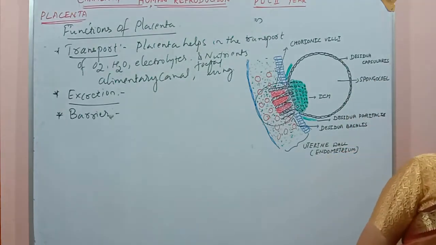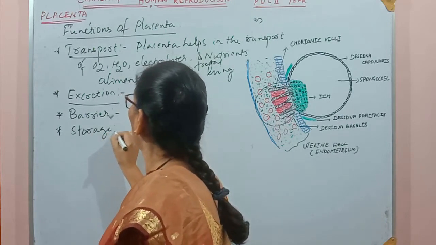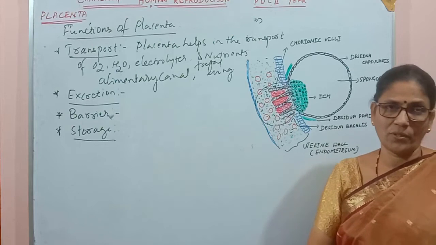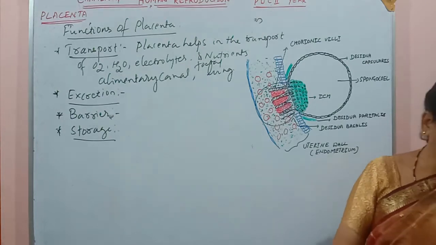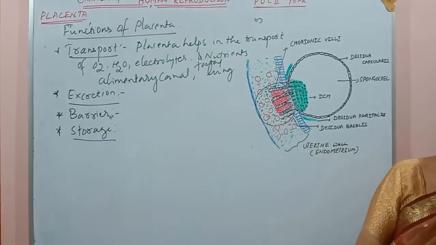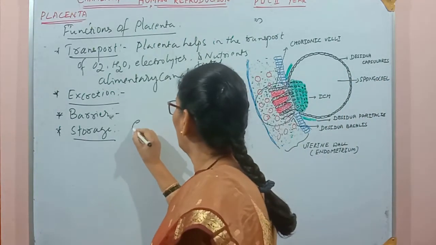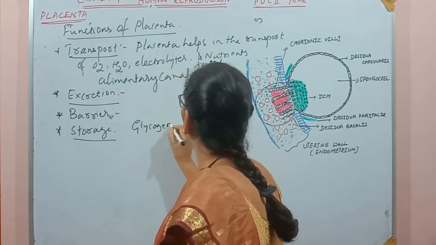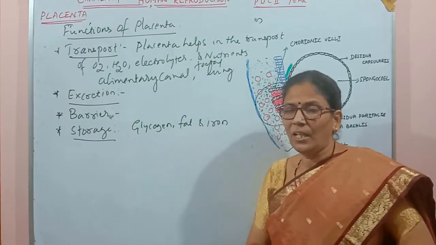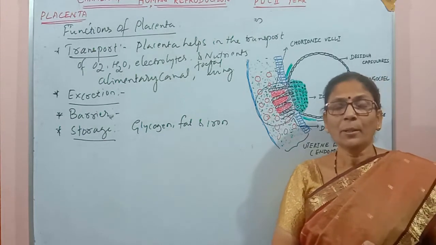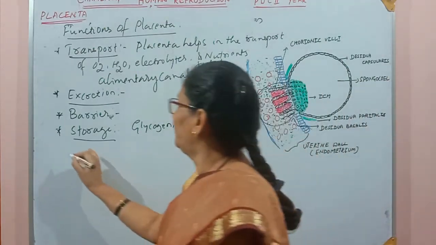Next, the storage. Placenta stores glycogen, fat, iron, etc. for the fetus, and these can be used before the liver is fully developed in the fetus. It stores glycogen, fat and iron for the fetus, and these are going to be used by the fetus before the liver is fully formed. The next function is immunity.